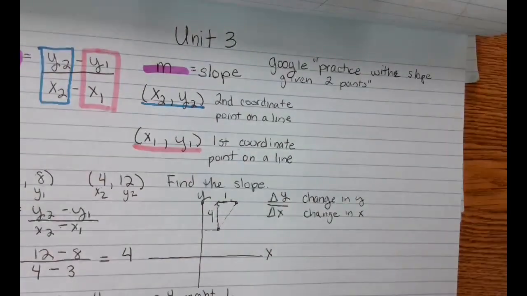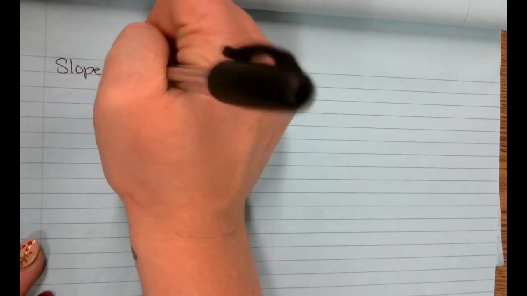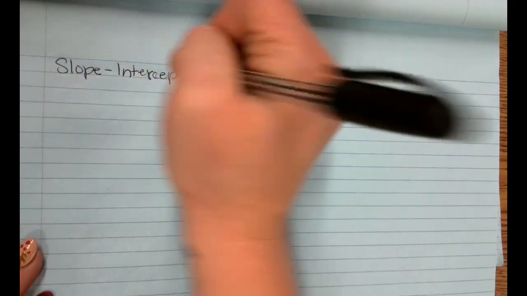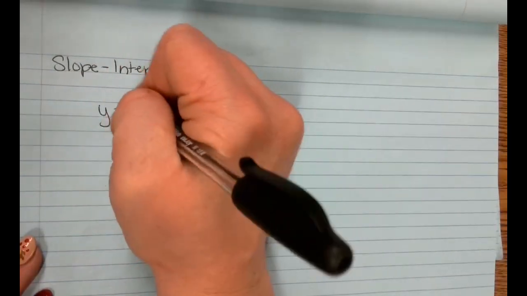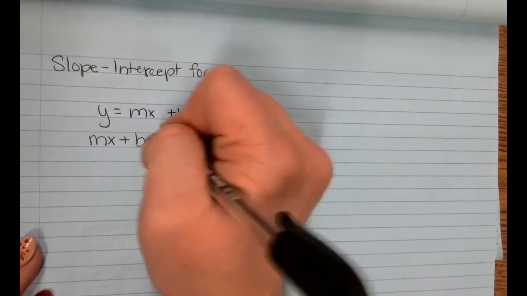All right, that is your slope formula. Now let's talk about slope-intercept form. Slope-intercept form is y equals mx plus b. It can also be written this way. Doesn't matter. Let's make sure we understand what each of the parts mean.